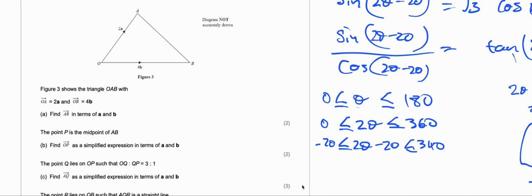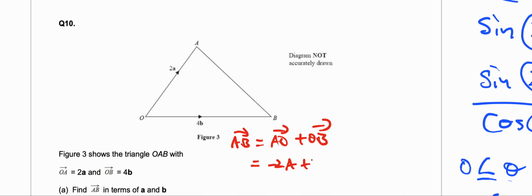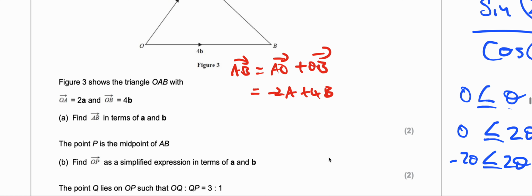Okay, last question. OA is 2a, OB is 4b. Find AB. So let's write it in capital letter mode. So AB is AO plus OB. AO is minus 2a plus 4b. That's it, 2 marks for that. Practically giving marks away. P is the midpoint of AB.